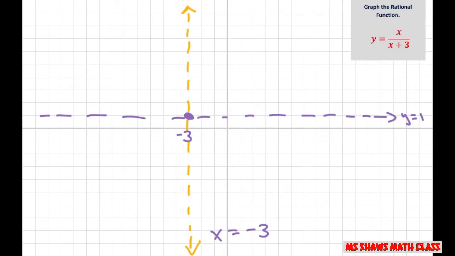This is -3, and we want to see what's going on either side of my vertical asymptote, because it can't cross -3. So what I want to do is plug in some values. If I plug in -2 into this equation, I'm going to get y equals -2 divided by 1, which is -2. So that point would go here. If I plug in 0, I get 0. Let's plug in another number. Let's plug in 9. If I plug in 9, I get 9 divided by 12, which just reduces to 3/4.